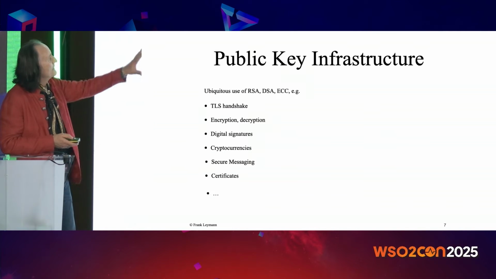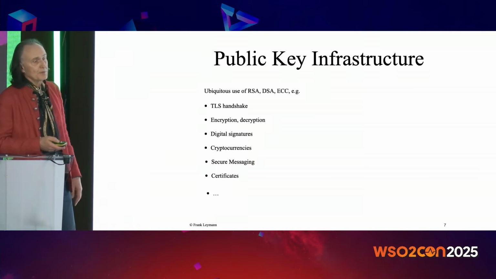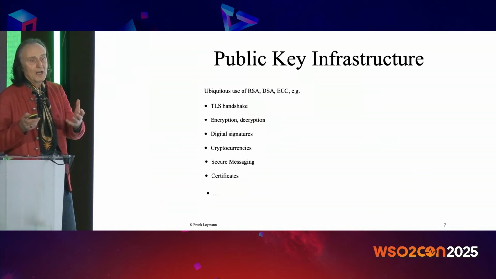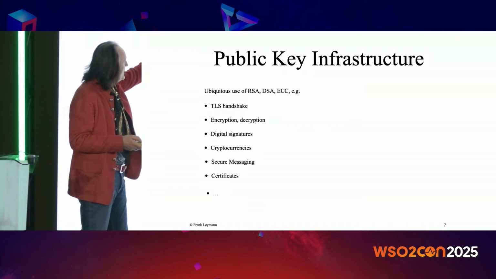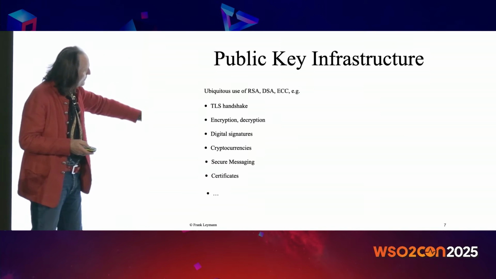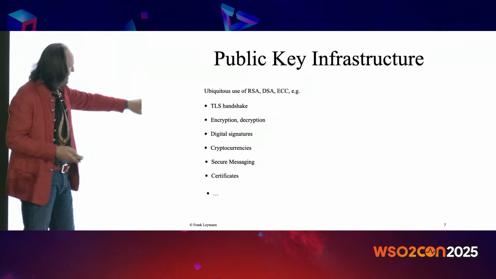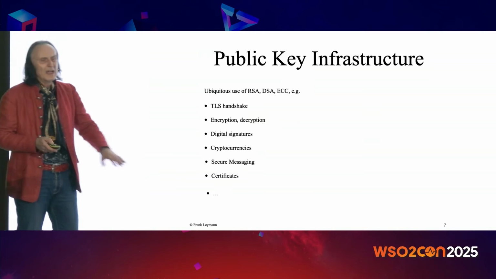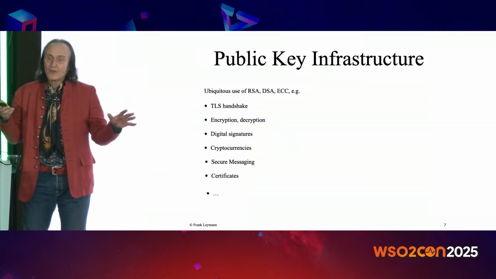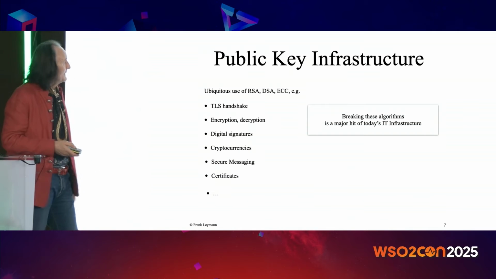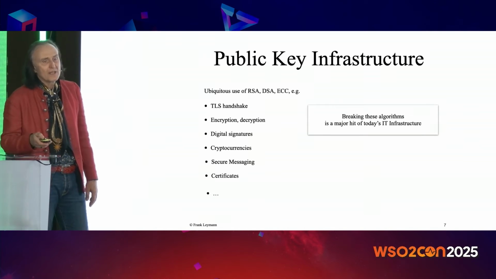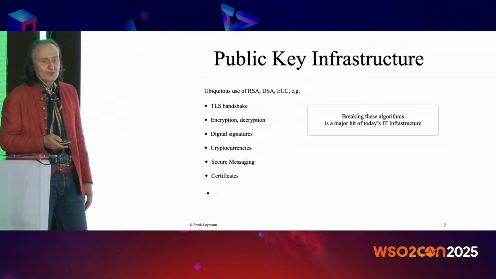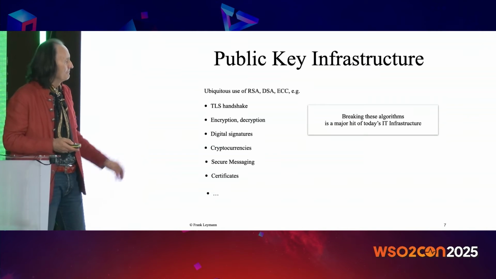And the whole public key infrastructure makes ubiquitous use of these kinds of algorithms, ECC, RSA. You know, the TLS handshake, encryption, decryption, signatures, cryptocurrency, secure messaging, certificates. It's all dependent on these basic algorithms. That means if you break these algorithms, this will be a major hit on today's IT infrastructure, right? Basically, it will be gone, right?